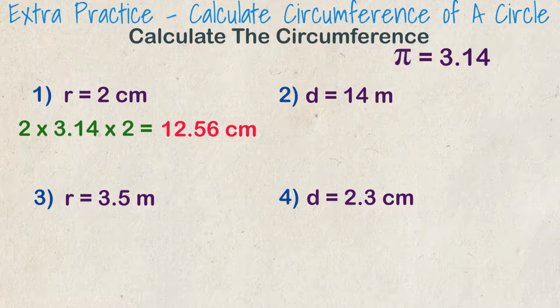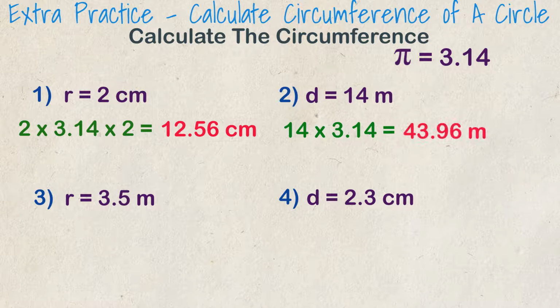Example 2. Find the circumference of a circle with a diameter of 14 meters. Since diameter is a known variable here, we can simply multiply 14 meters times 3.14, and we get a circumference of 43.96 meters.